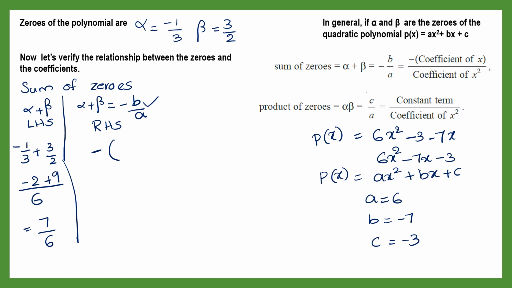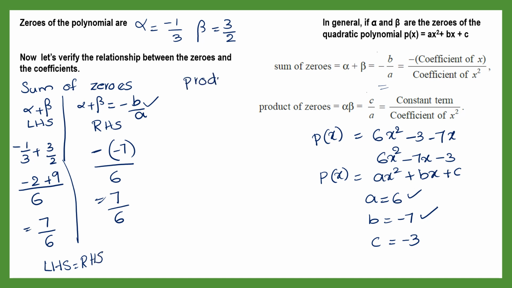Next, alpha plus beta is equal to minus b by a. Minus b is minus of minus 7, divided by a, which is 6. So minus into minus is plus, 7 by 6. So the sum of the zeros relationship is verified. Using the coefficients, you got minus b by a. LHS is equal to RHS. Hence the sum of the zeros is verified.